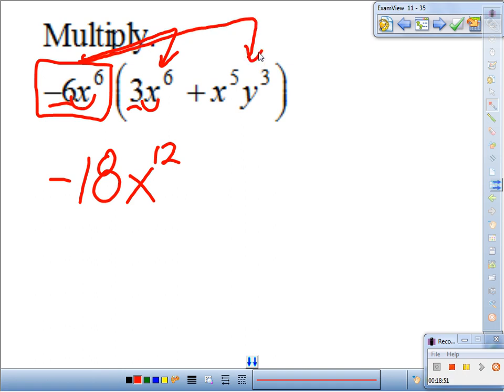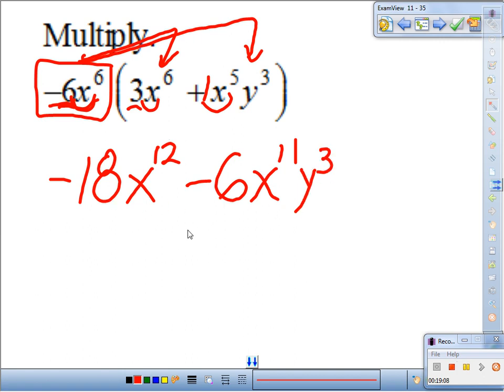This times this. Negative 6, what is the invisible number here? 1. So what is negative 6 times 1? That's negative 6. X to the 6 times x to the 5th, that's x to the 11, and then just bring down the y to the 3rd because there's no other y there.